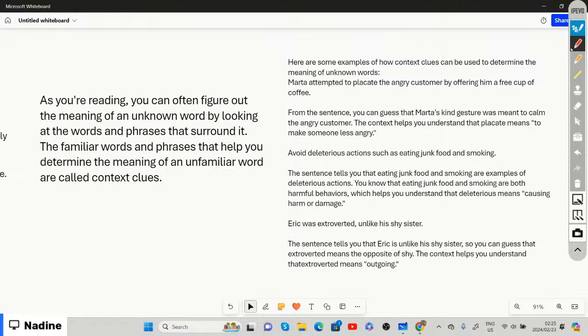So the sentence tells you that Eric is unlike his shy sister. So you can guess that extroverted means the opposite of shy. And that is why I said introvert is when you're shy, you keep to yourself, whereas extroverted is the opposite of shy. You're outgoing, you're bubbly. So in this case, the sentence basically tells us that extroverted means that you are outgoing.